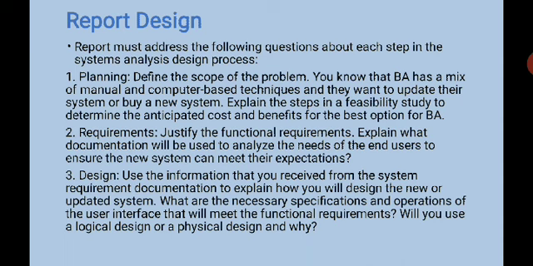Okay, then I have requirement. So I justify the functional requirements, that is, explain what documentation will be used to analyze the needs of the end users to ensure the new system can meet their expectations. The third point is design. Use the information that you received from the system requirement documentation to explain how you will design the new or updated system. Right? What are the necessary specifications and observations of the user interface that will meet the functional requirement? Will you use a logical design or a physical design, and why?